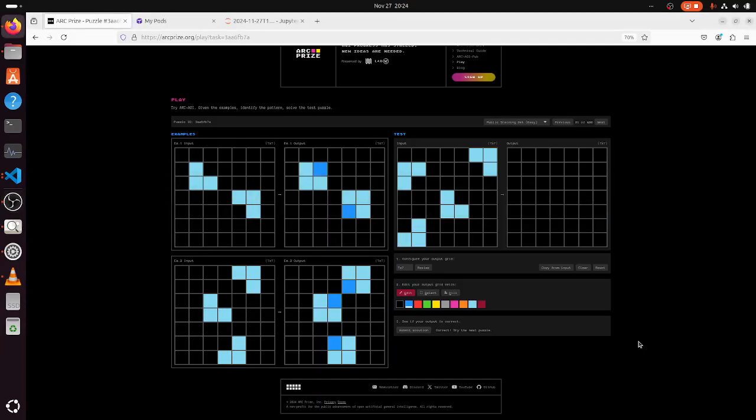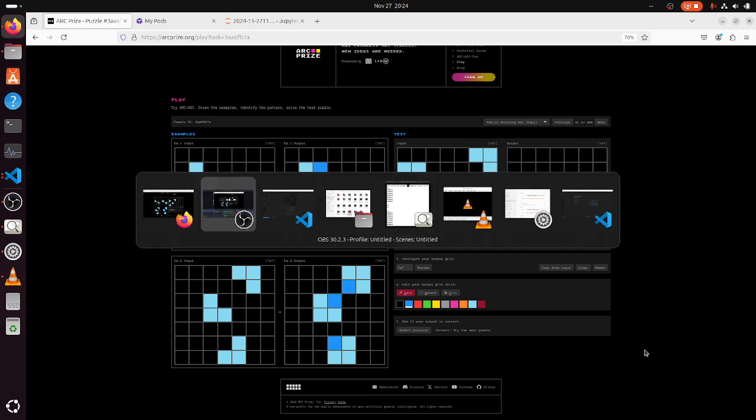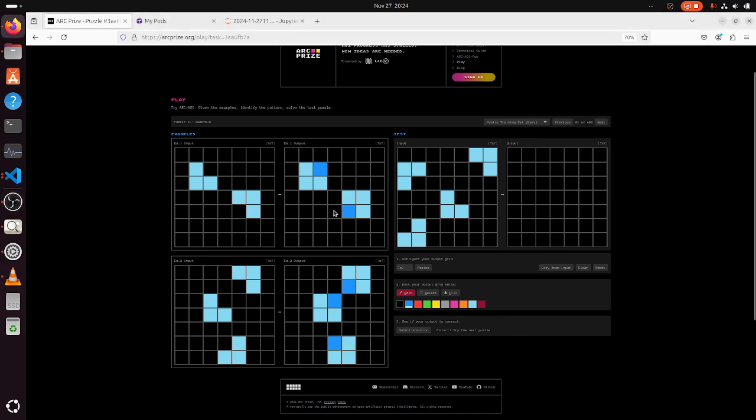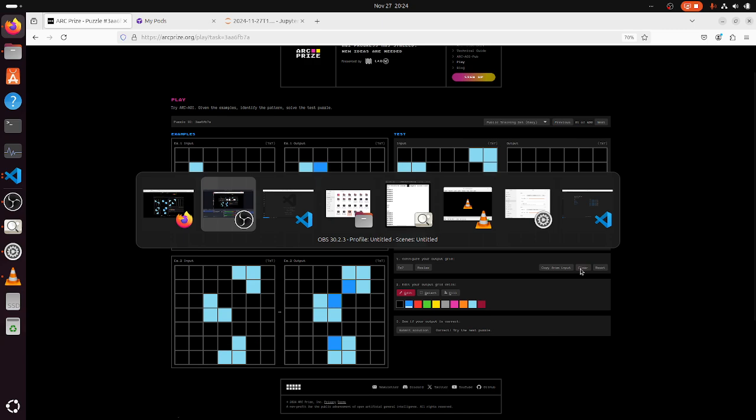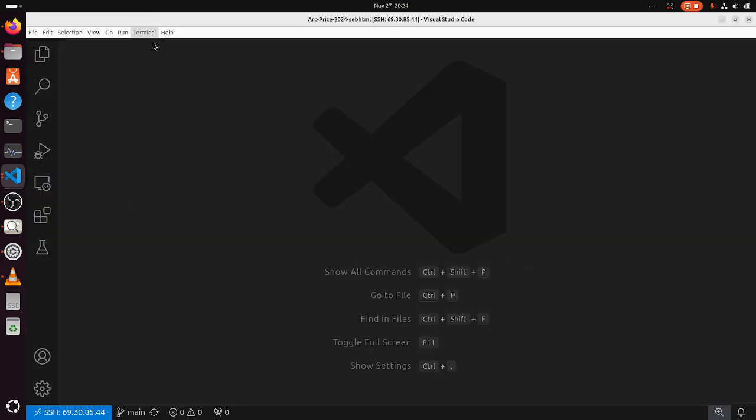What's up, everybody? I will share today my progress on the art prize. I'm working on this one. So basically, this one you have to complete the letter squares. Okay, so let's get started.